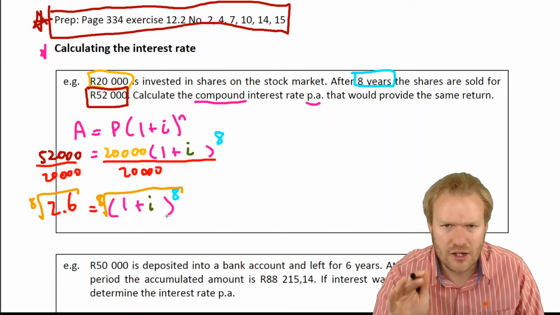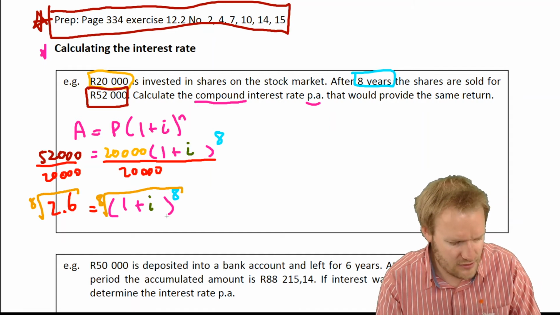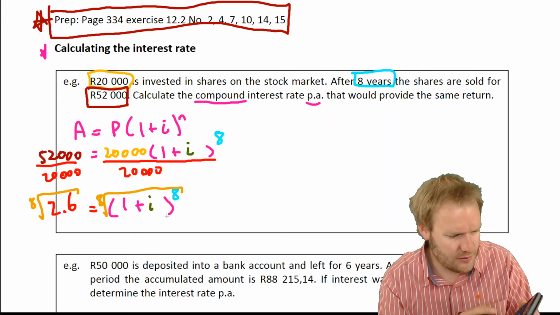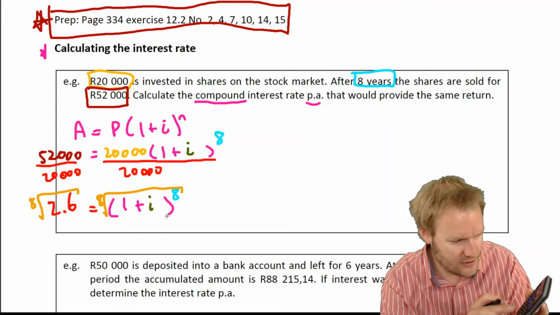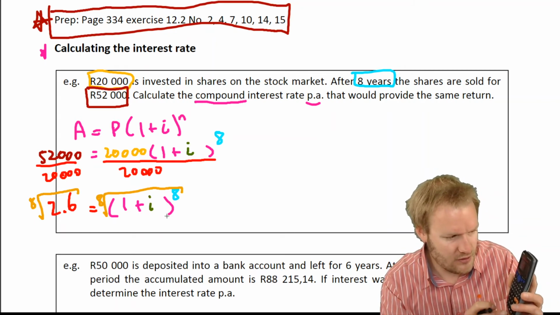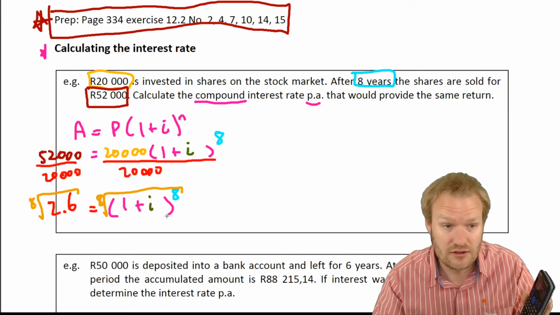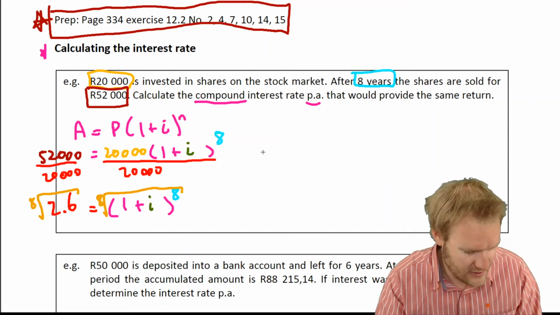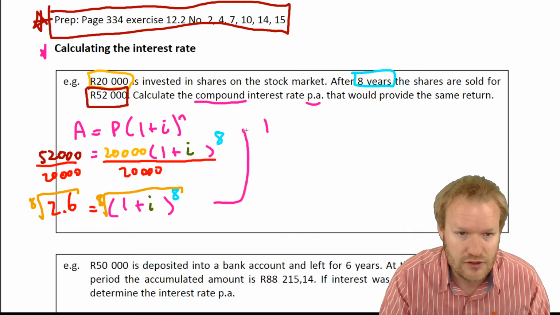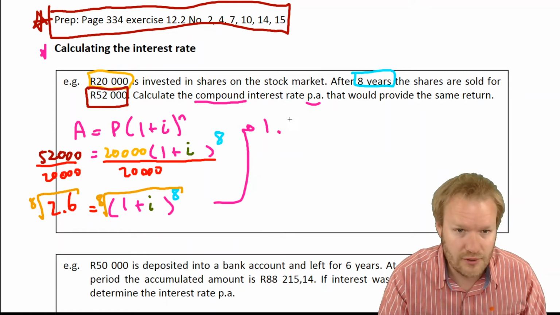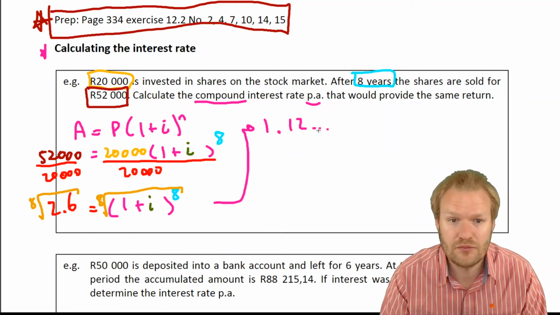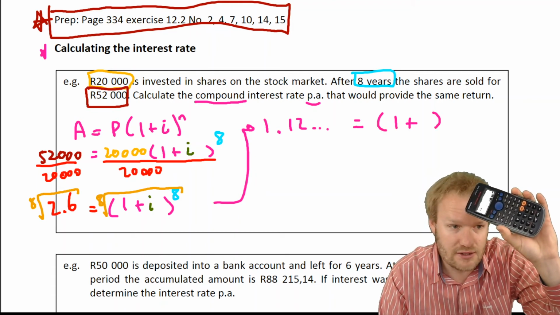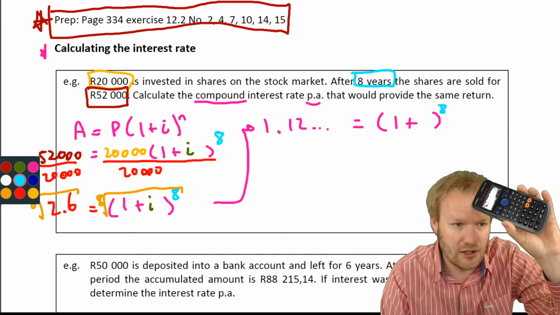Now, I'll load up Brendan's calculator in the next video, but we're going to go shift, x to the power, the root, then 1, 8, and then we can just put Ans in there. So it does the 8th root of 2.6. So we don't write 2.6, just put Ans in the calculator. And it says 1.1, 2, something or other. But we want to keep the whole thing in the calculator. Equals 1 plus i to the power of 8.